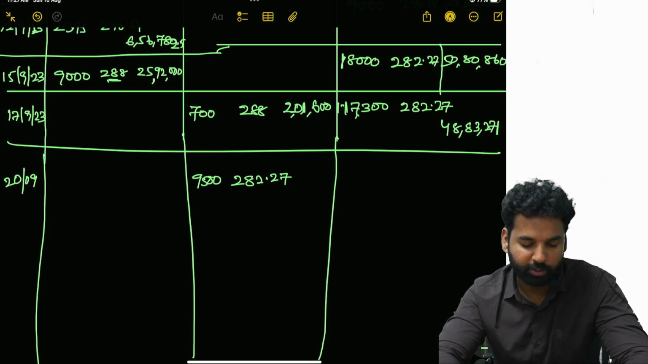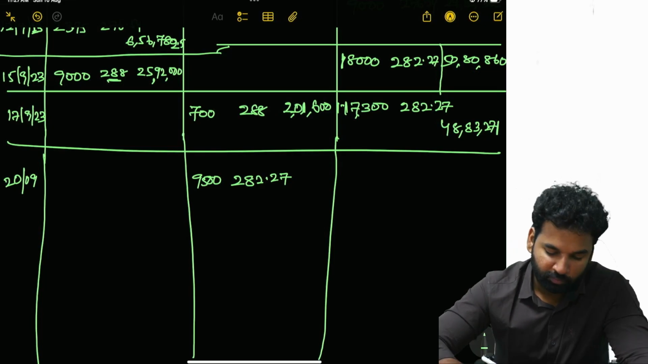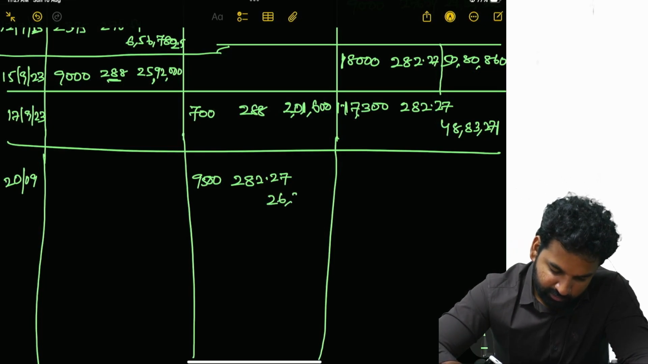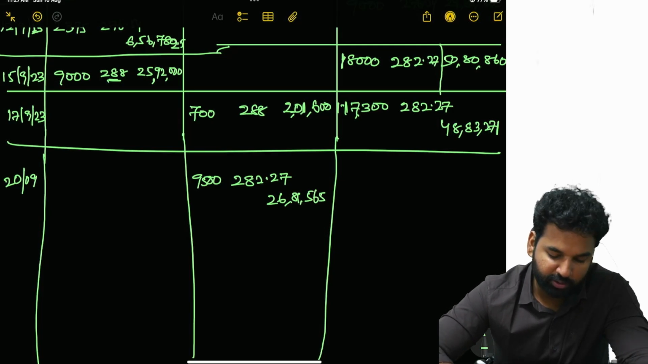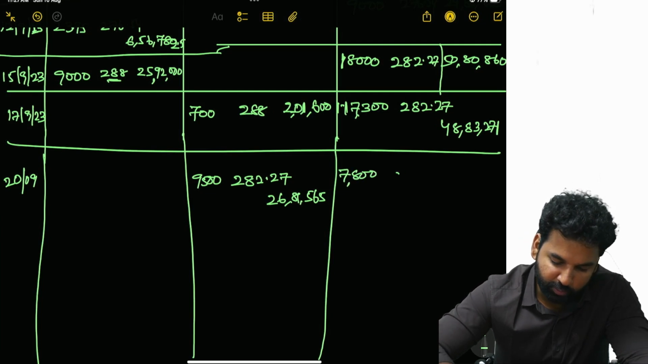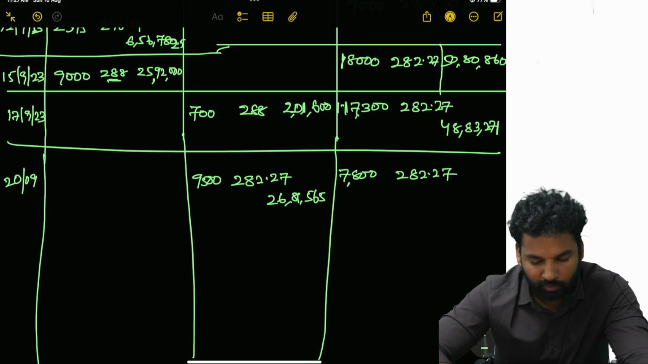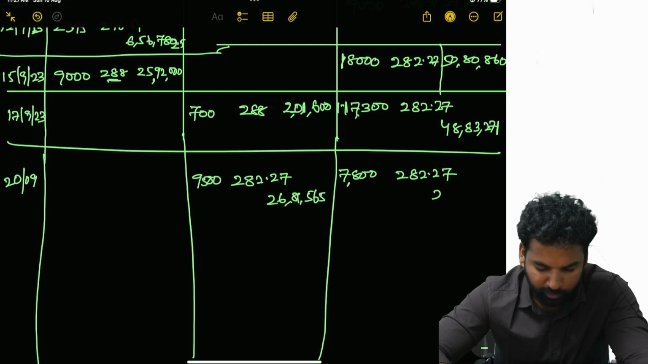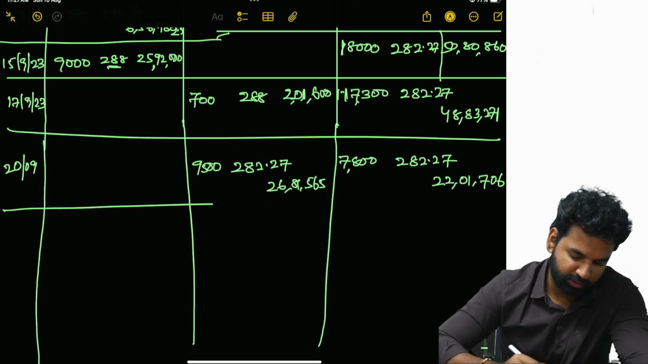9,500 into 282.27 is 26 lakh 81,560. Okay, remaining units will be, you take out 9,500 from 17,300, 7,800 at 282.27. What will be the price? 2 lakhs 706. Next, what is the transaction?